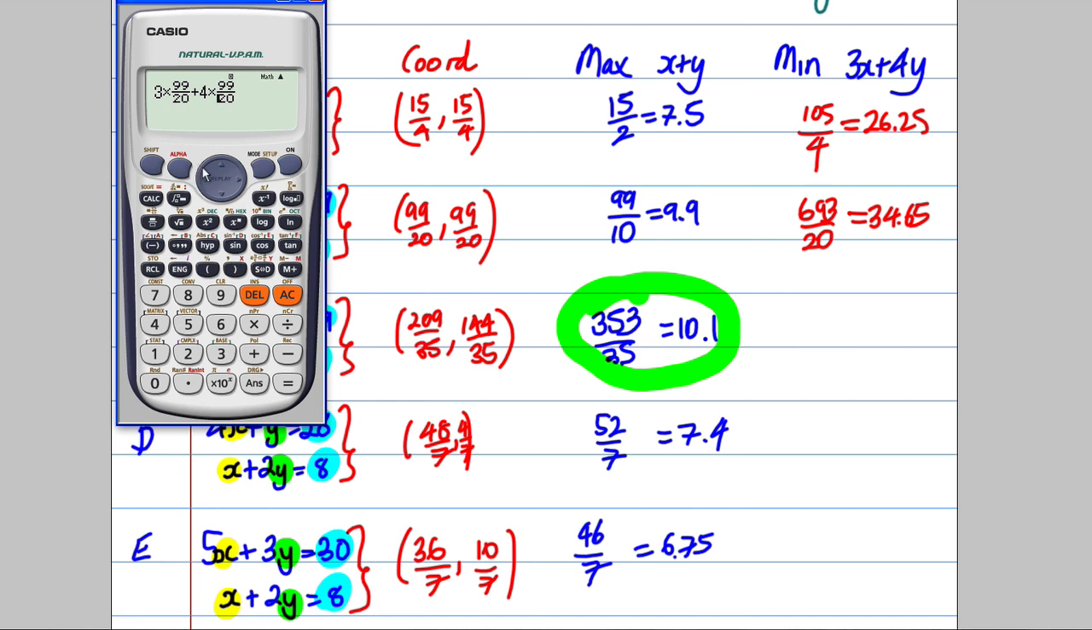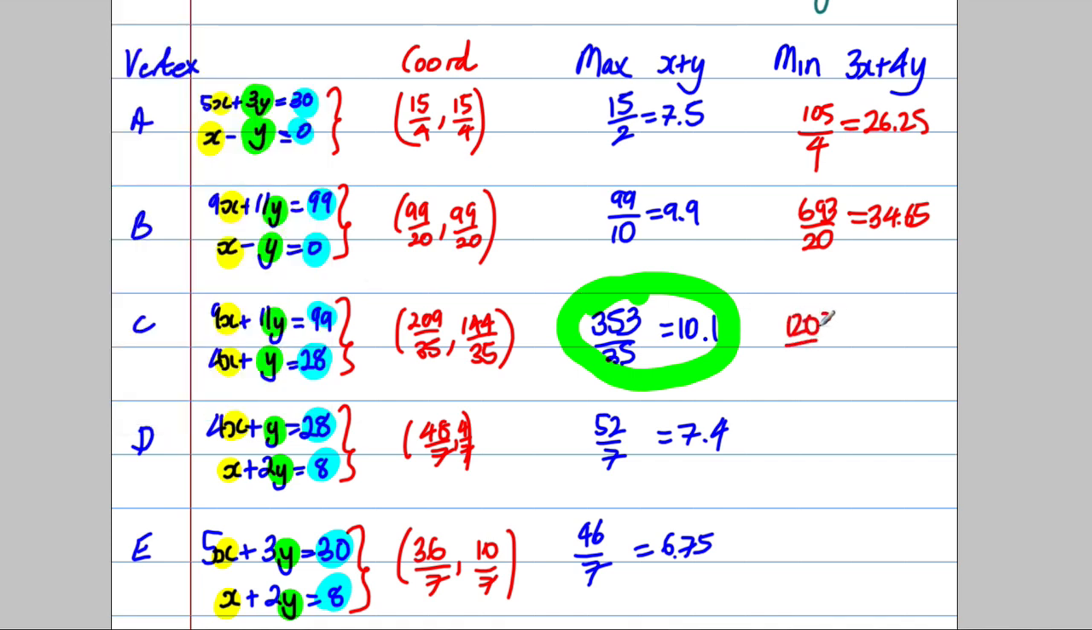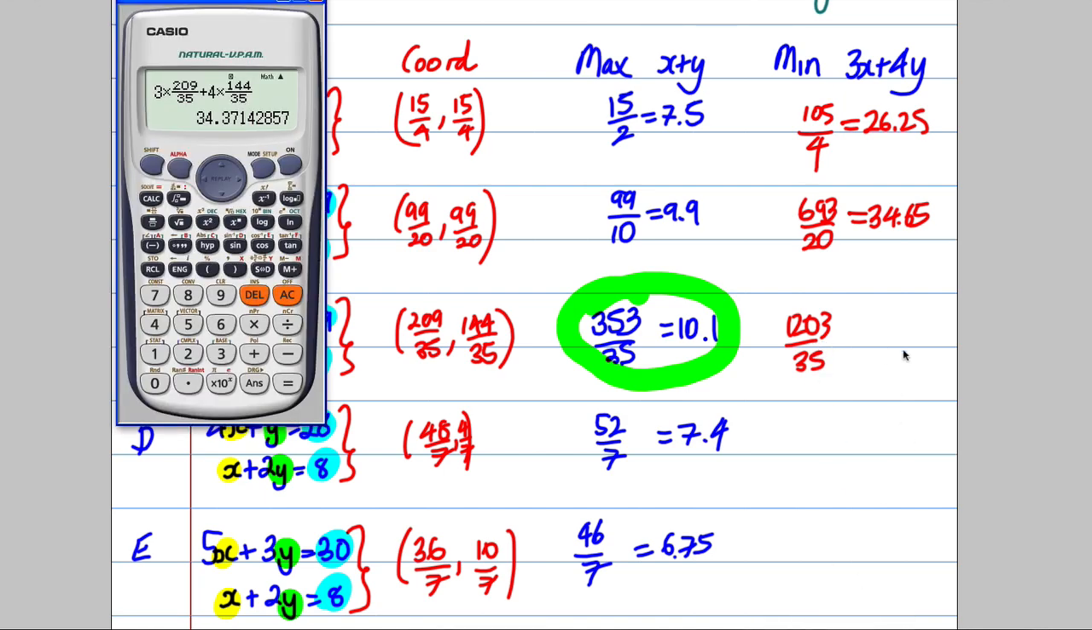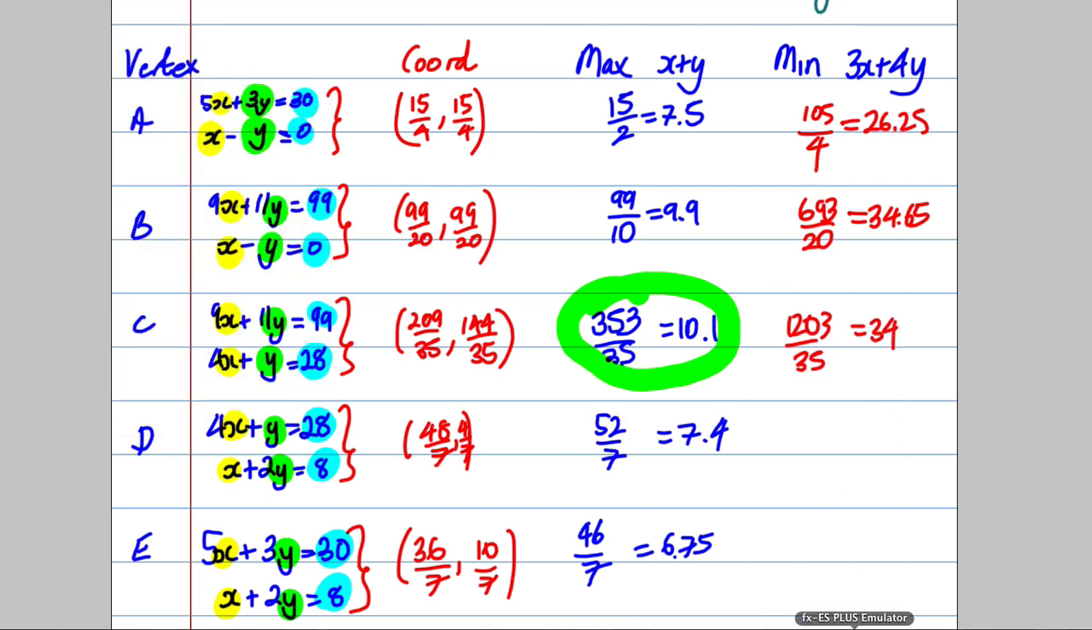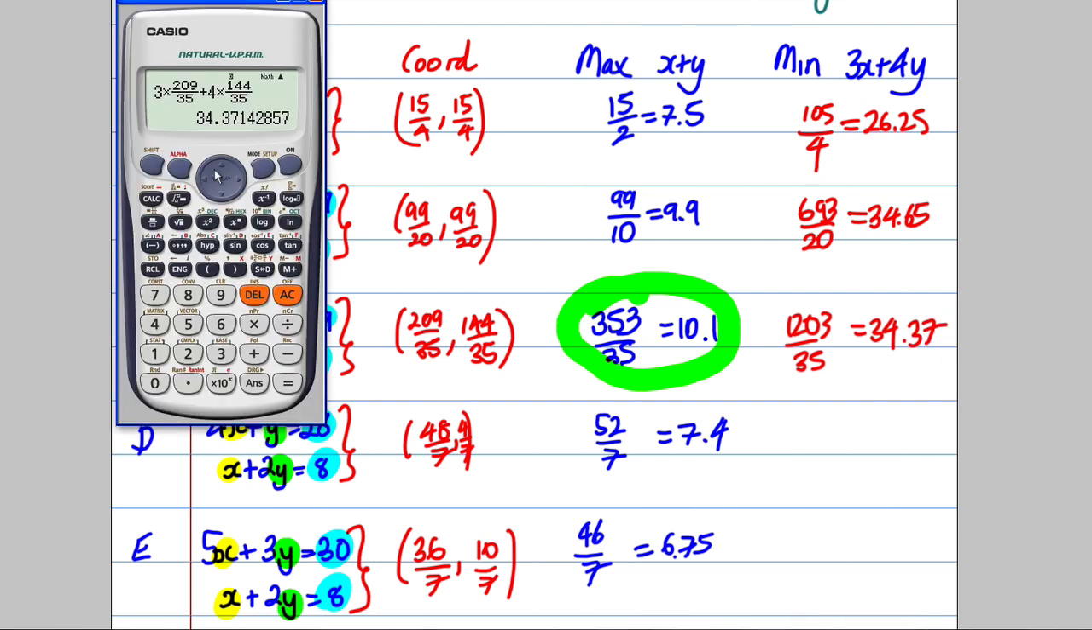Okay, next one, I want to put in here 3 lots of x, and x was 209 over 35. And I want 4 lots of y, and y is 144 over 35. And I get 1203 over 35, which is about 34.37.